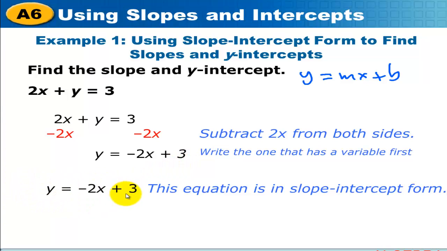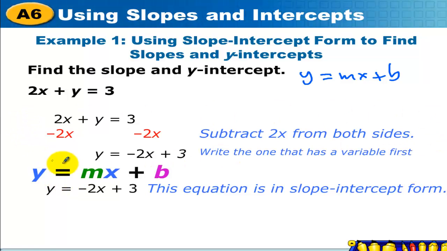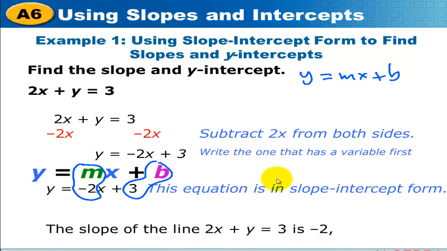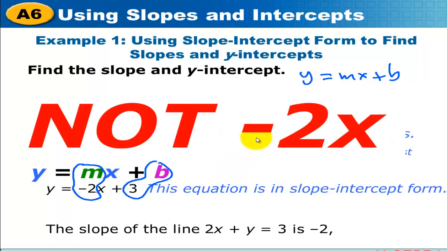Now this equation is in slope-intercept form. So y equals mx plus b. Now what is the slope? It's the number besides your x. And then the y-intercept is 3. So in this case, my slope will be negative 2, the number besides x. Please don't say negative 2x. Negative 2x is not the slope. The slope is the number besides your x. It's only negative 2, not negative 2x. Just plain negative 2. And the y-intercept is equal to 3.